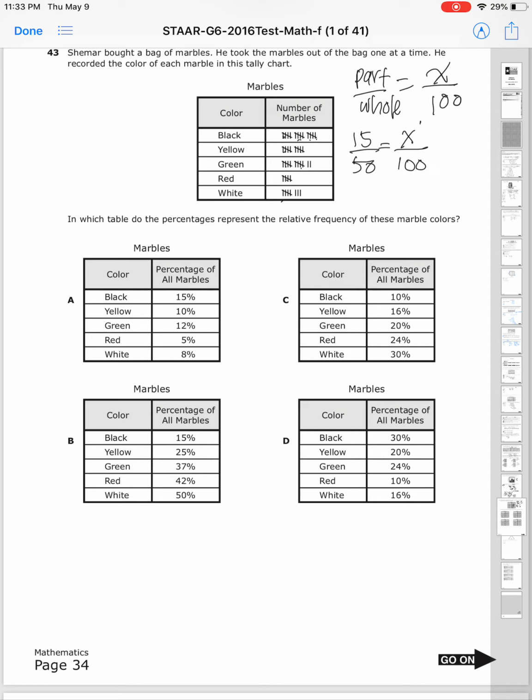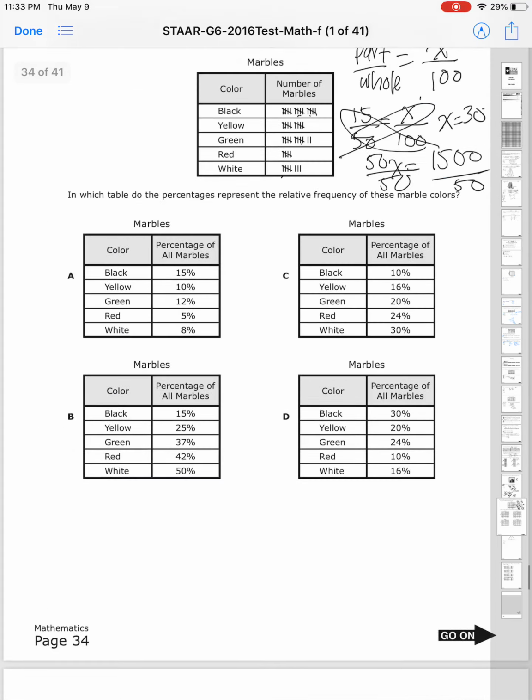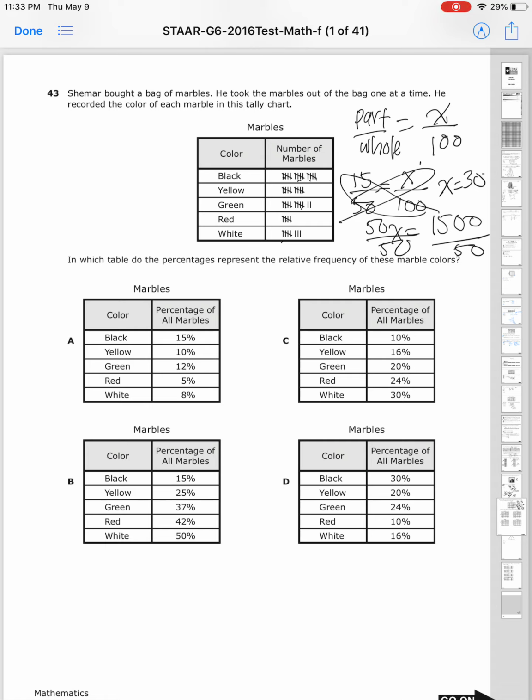I need to find the percent of that. So 50x, because I have to cross multiply, is equal to 1,500. Divide both sides by 50, and x is equal to 30%. Perfect. X is equal to 30%. So my black should be 30%. And if we look here, there's only one option for black being 30%, and that's D.